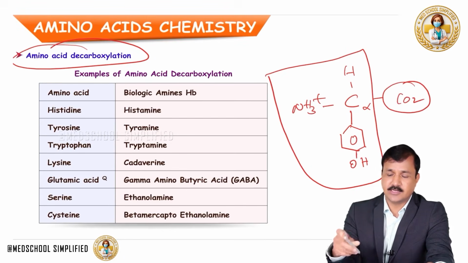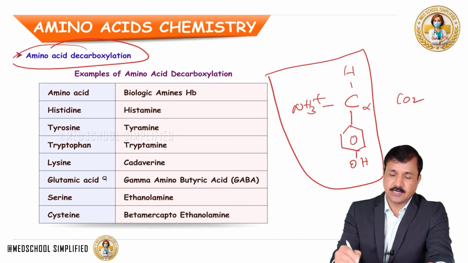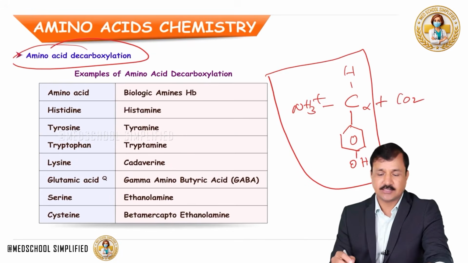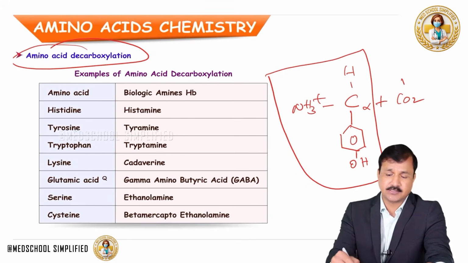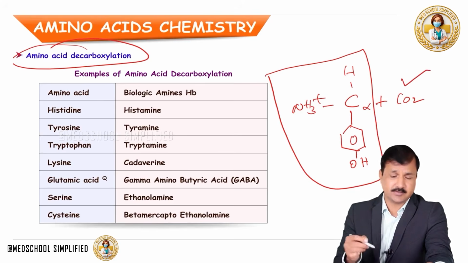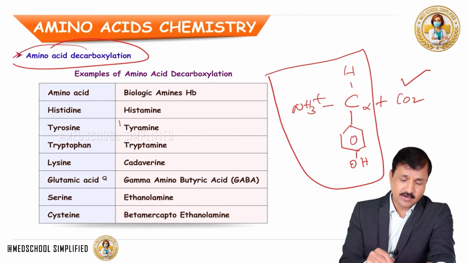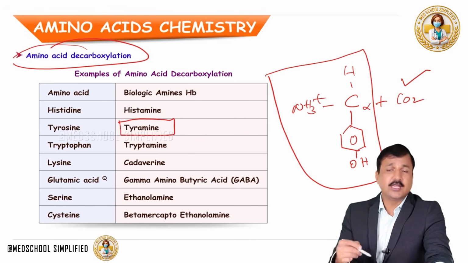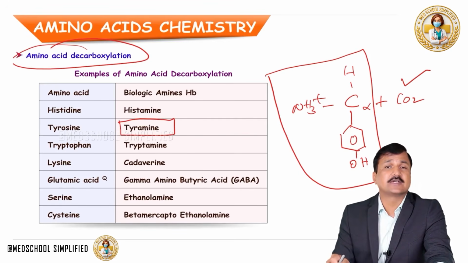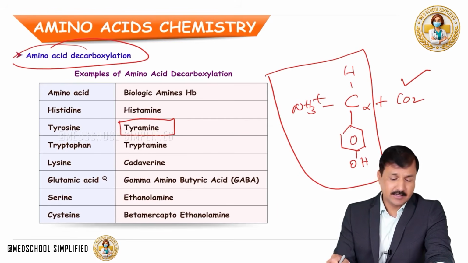CO2, it will be released as carbon dioxide. C double bond O. So it's a decarboxylation of tyrosine. When I am doing decarboxylation of tyrosine, the primary carboxyl is removed as carbon dioxide. Tyrosine is now becoming tyramine. It's the corresponding amine. So decarboxylation of an amino acid will give the corresponding amine. So I have written the corresponding amines here.